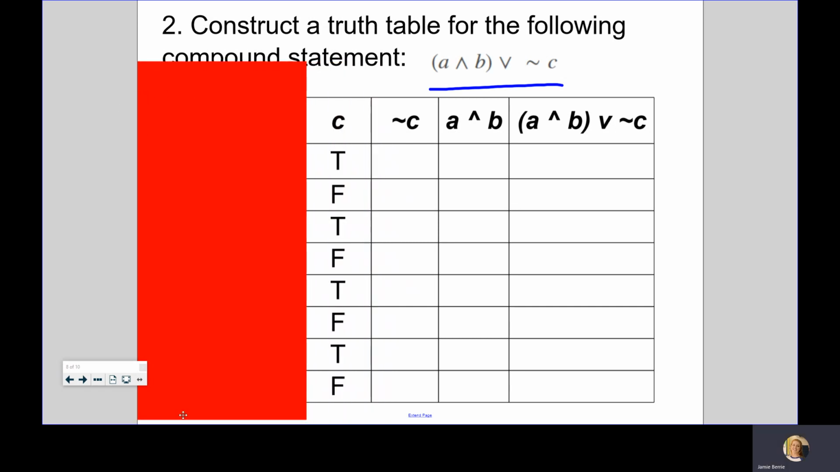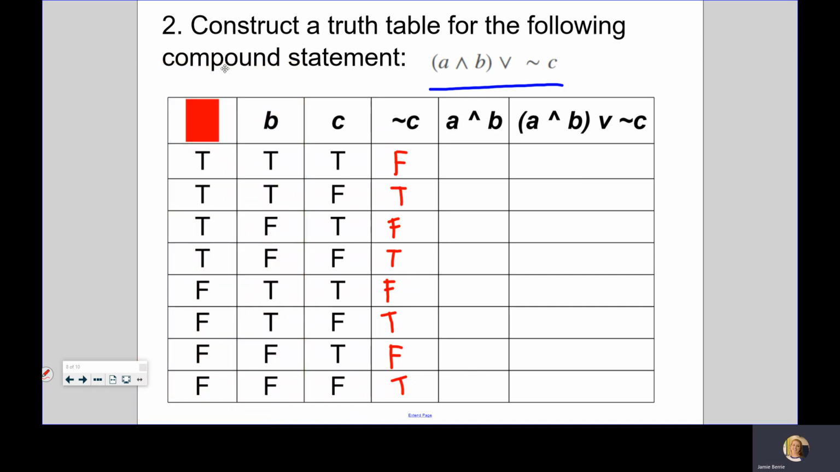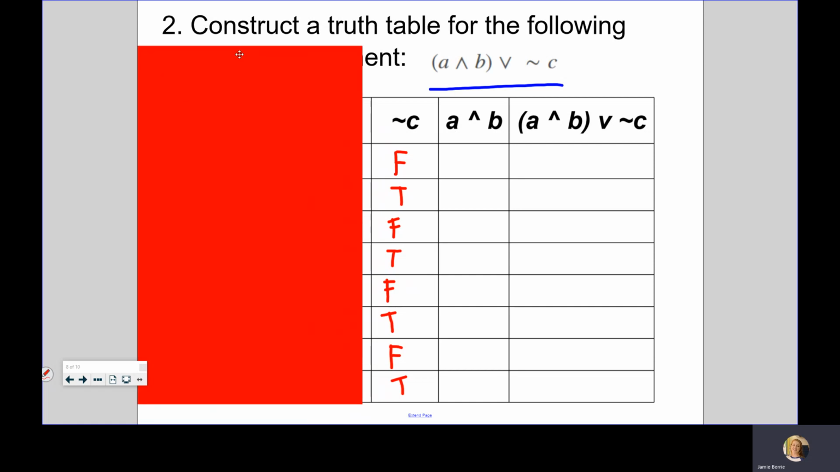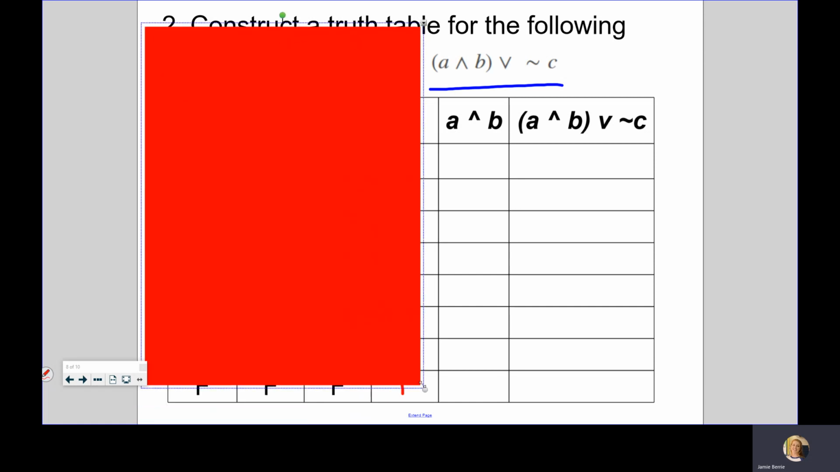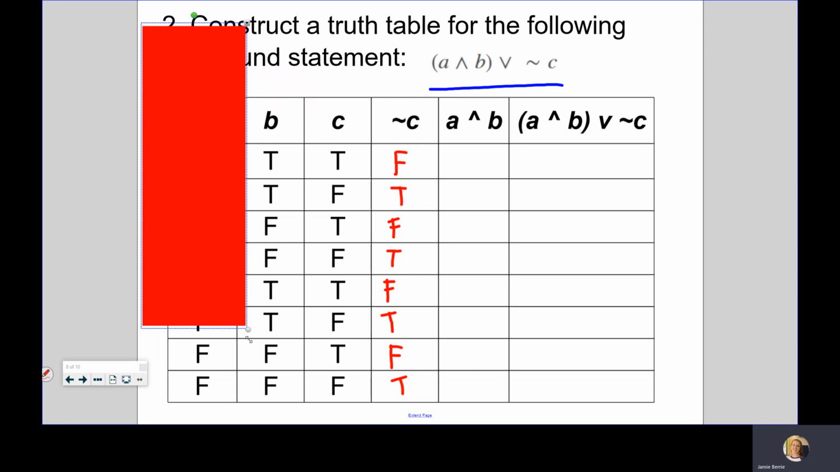Okay, so let's fill in not C. So just the opposite of C. All right. You'll notice in your homework and in your textbook, they do the negations first every time. I don't know why they do it that way, but that is the way they do it.